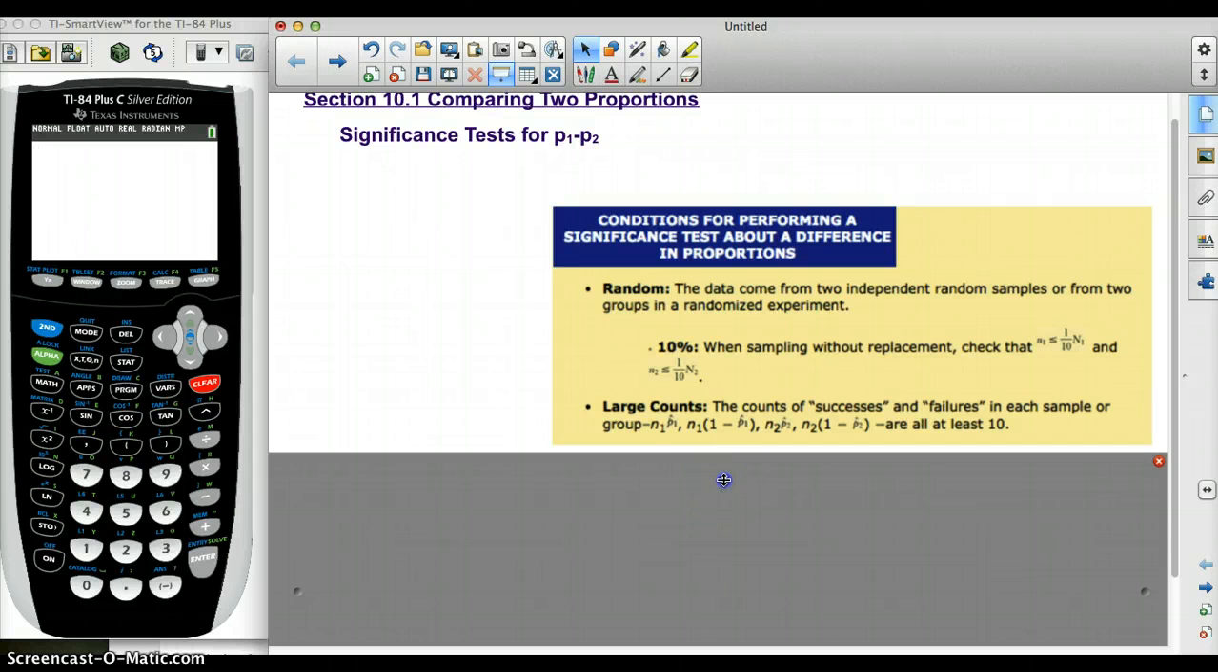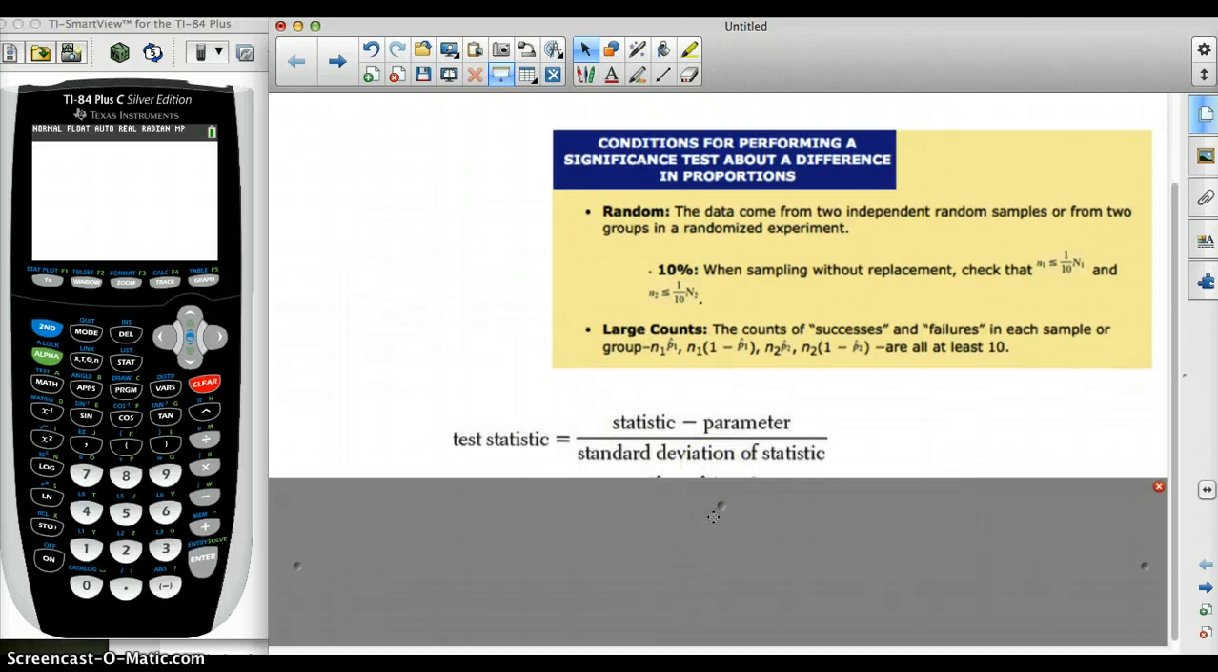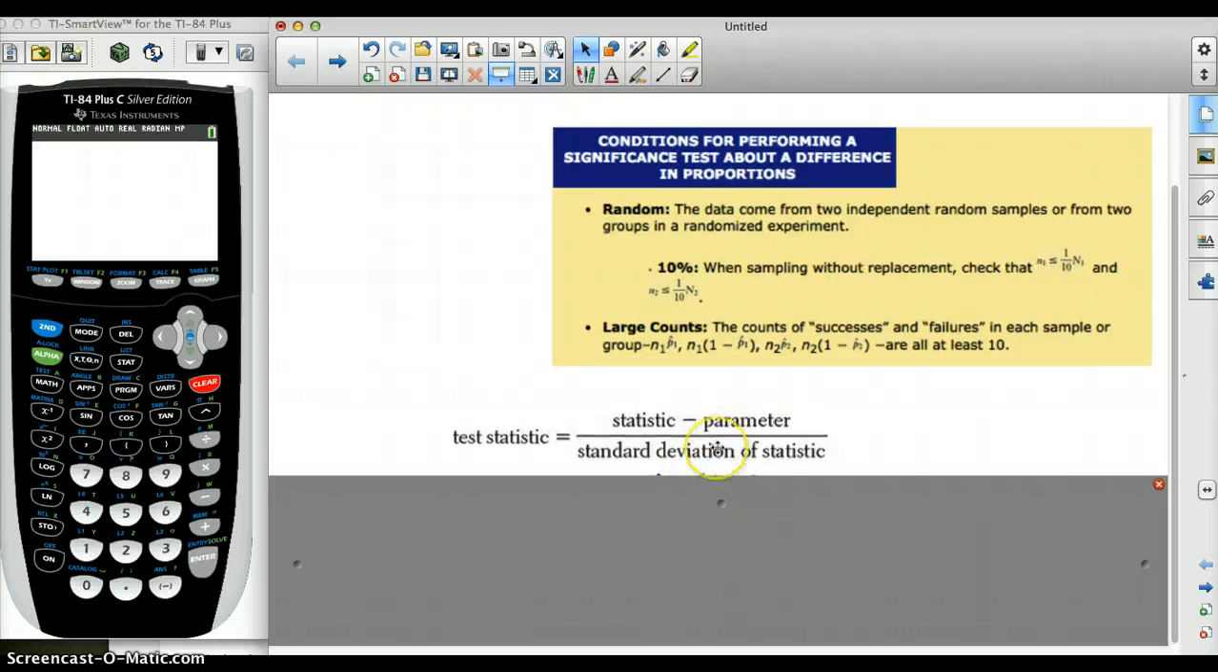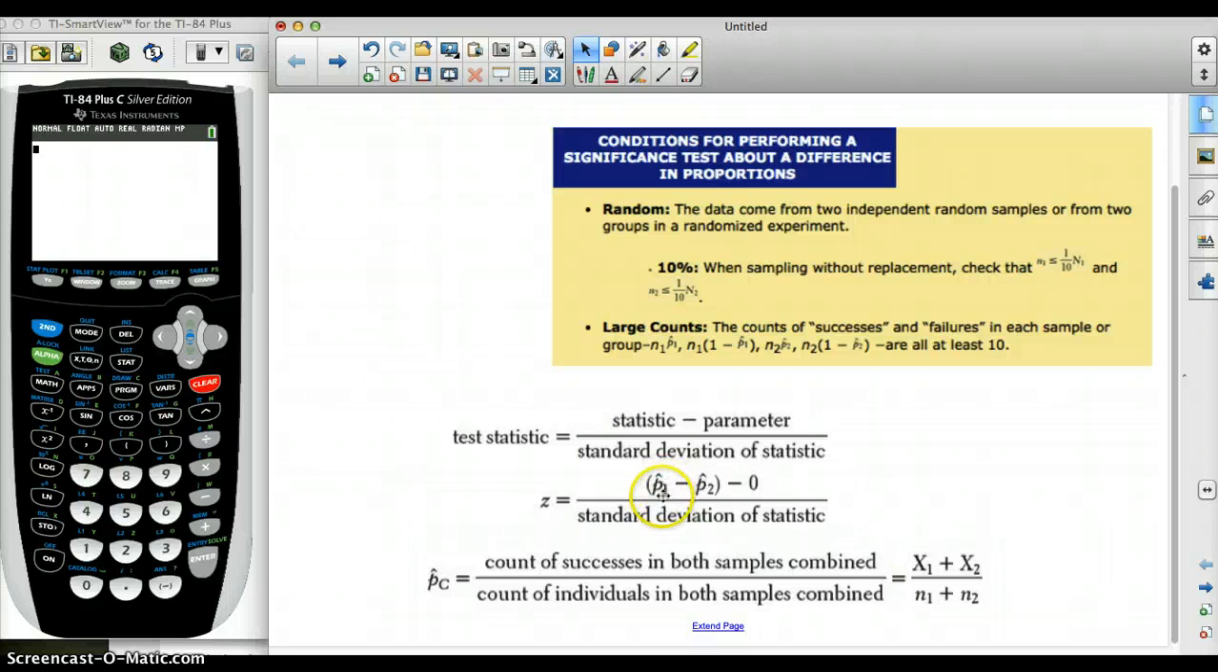Okay, you're also going to have to remember your formula for the test statistic, which is the statistic minus the parameter over the standard deviation of the statistic. And don't forget that changes to a z because we're using a z test. Our statistic is going to be p hat sub 1 minus p hat sub 2 minus 0, because our parameter is usually going to be 0, over the standard deviation of the statistic.